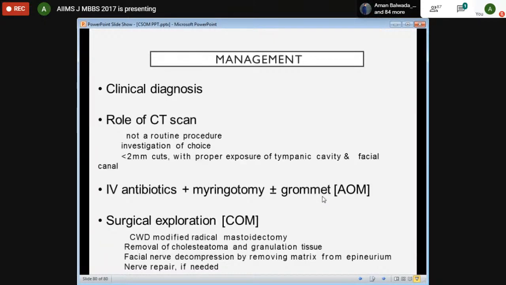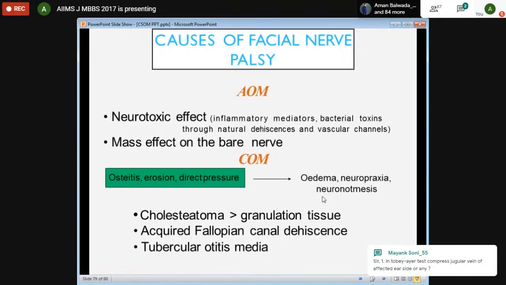So there is a question by Amisha regarding what is the lighthouse sign. Okay.